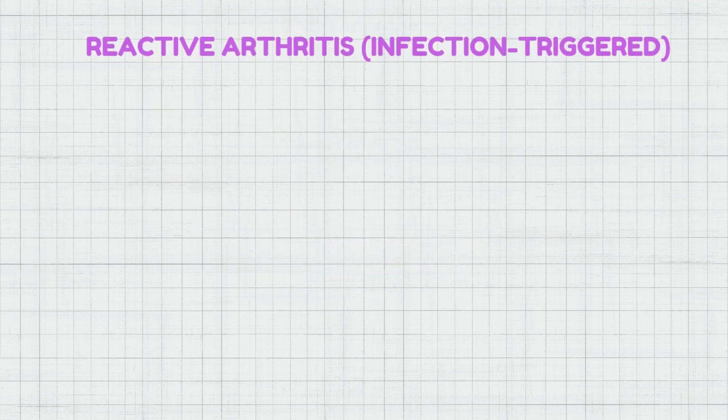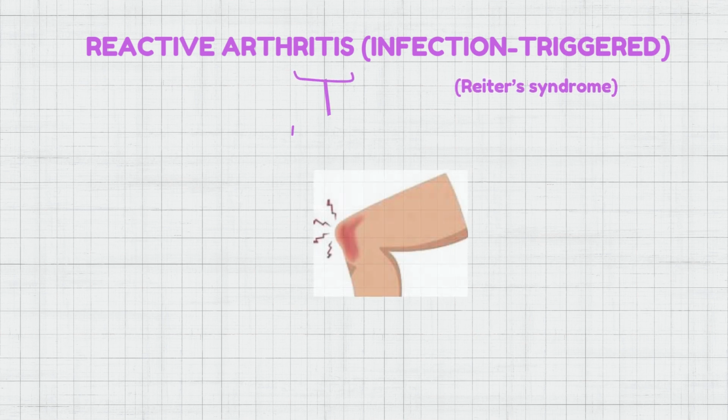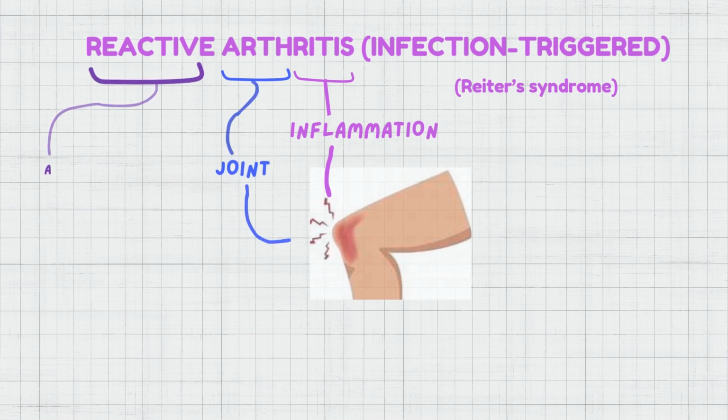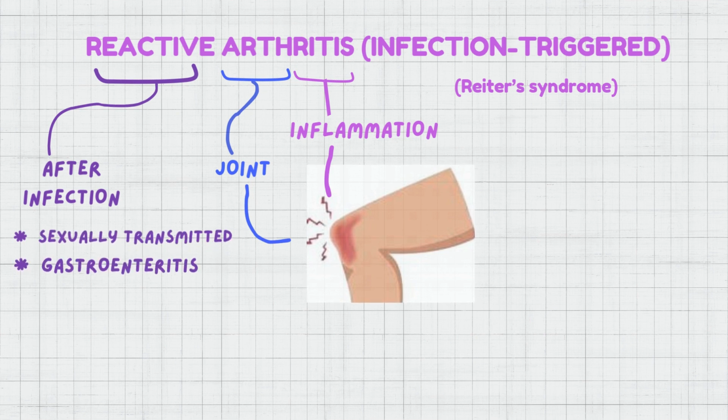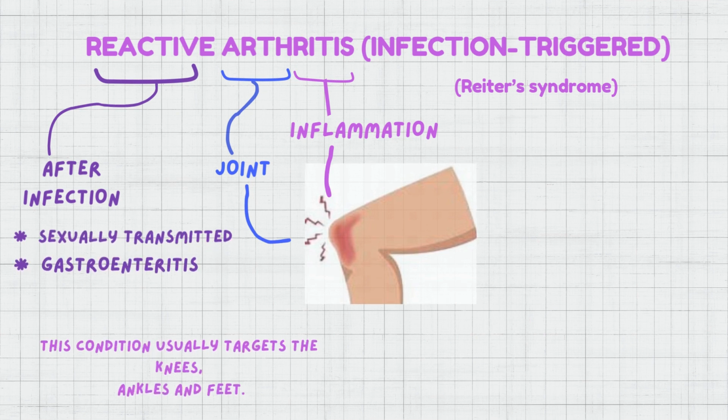Reactive arthritis, formerly known as Reiter's syndrome. It is an inflammation of joints, which usually develops after infection. It is a sexually transmitted disease or gastroenteritis. This condition usually targets the knees, ankles, and feet.